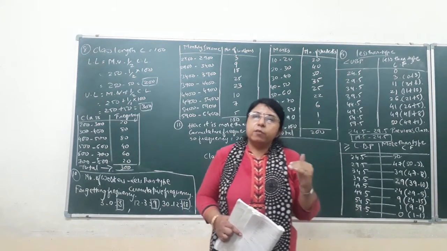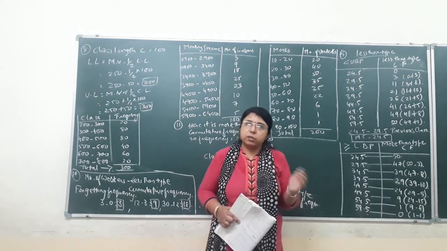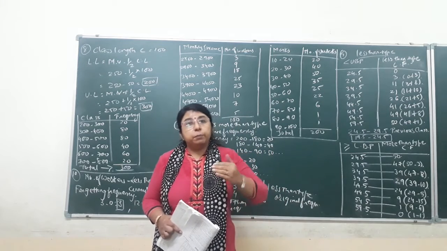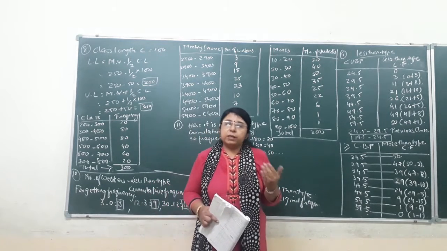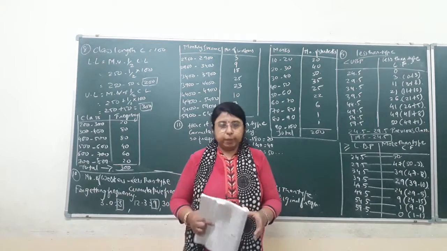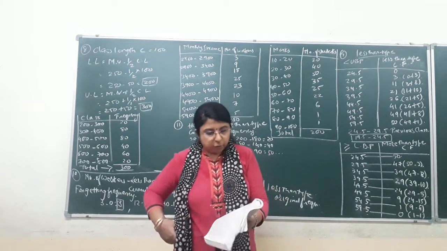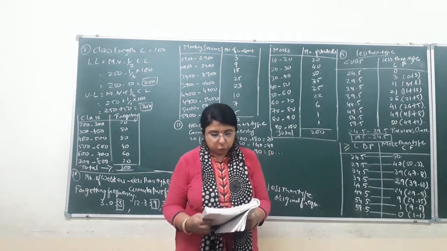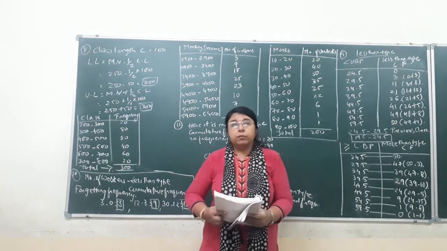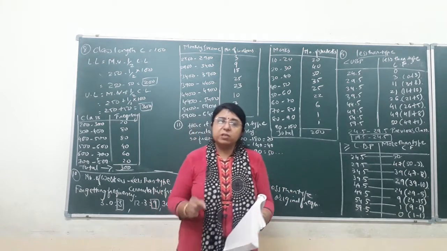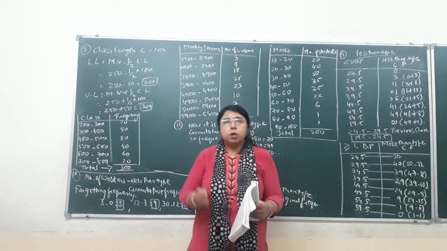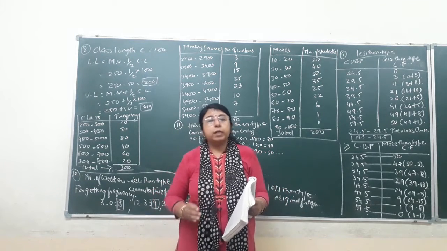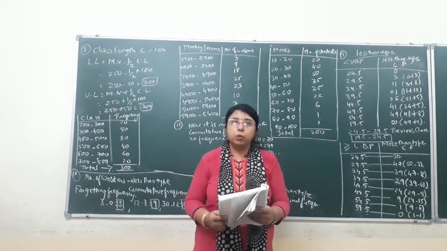Students have selected few sums from each of the section which are typical and different from whatever the sums you have done till now. Okay, so let us read the question number 5, that is obtain less than type and more than type cumulative frequency distribution from the following frequency distribution. Whatever the frequency distribution that has been given to you, you have to find the less than type and more than type from the data that has been given to you.